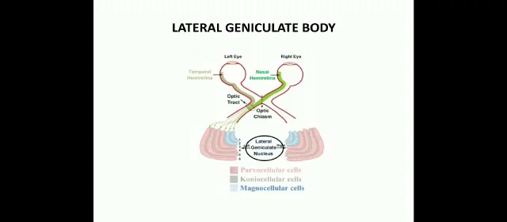Then the lateral geniculate body. It receives the lateral root of the optic tract. Medially it is connected to the superior colliculus and laterally gives rise to the optic radiation. The cells in this body are arranged in 6 layers: layers 2, 3, 5 receive the ipsilateral fibers, that is the same side fibers, and layers 1, 4, 6 receive the contralateral fibers.